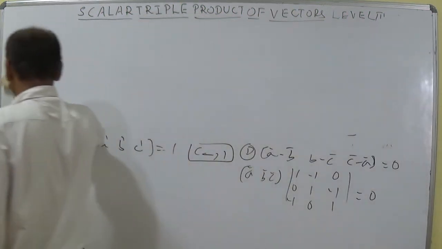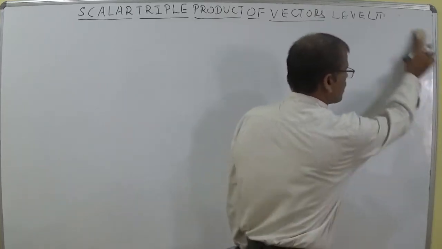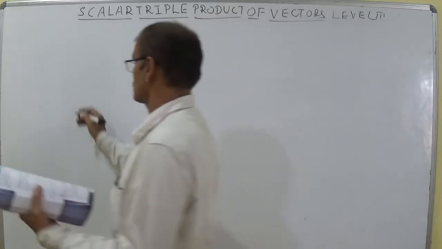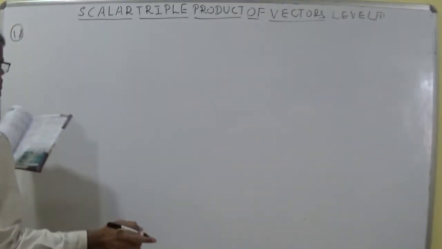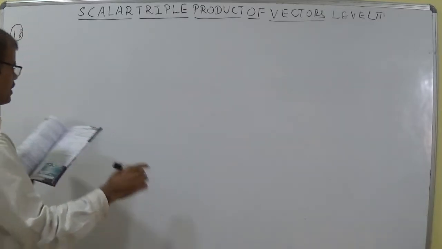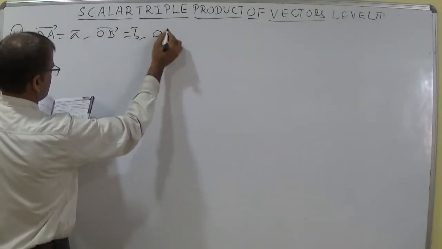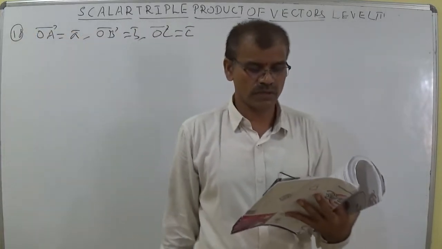18th question. The data he did not give properly, but we should consider it according to our convenience regarding the magnitude of the vectors. So the 18th one: A bar, B bar, C bar are the position vectors of the points A, B, C. OA is equal to A bar, OB is equal to B bar, and OC is equal to C bar, the position vectors of A, B, C.